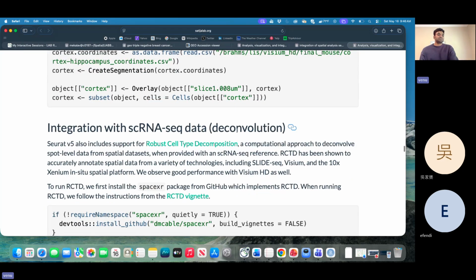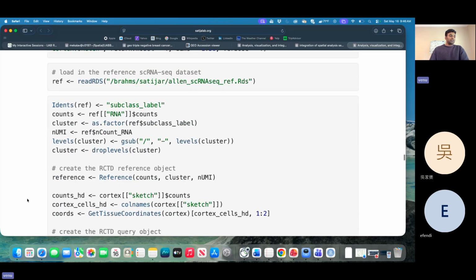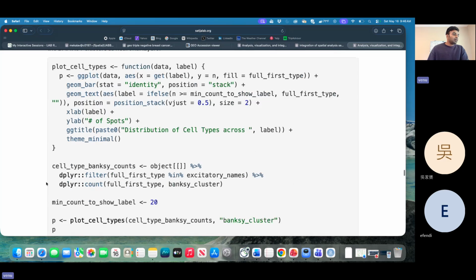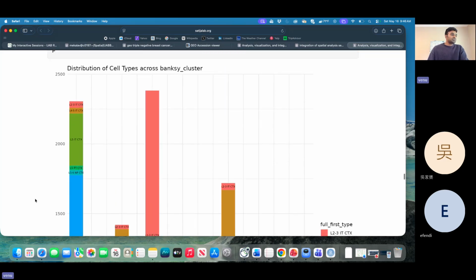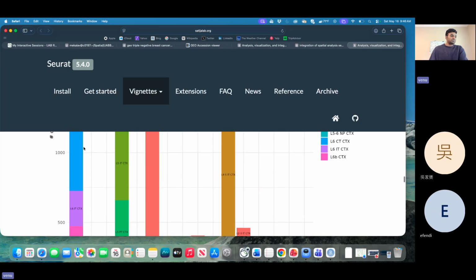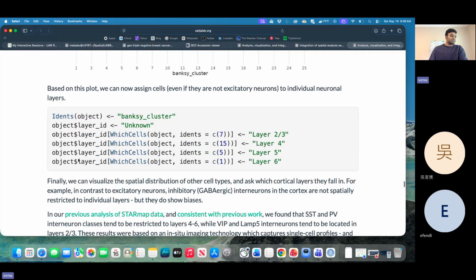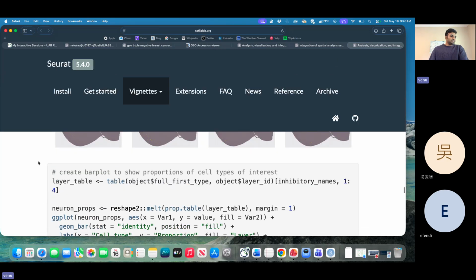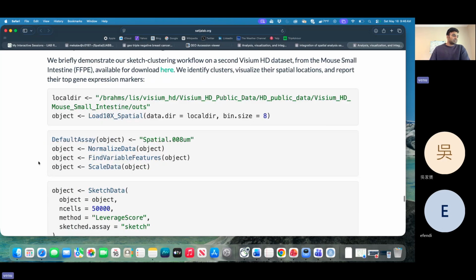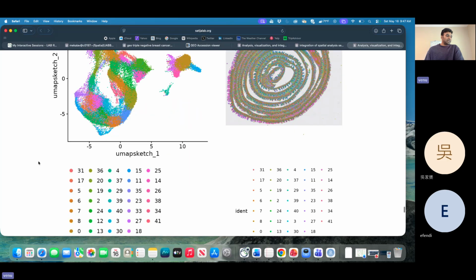Integration with single cell is one of the deconvolution methods that I am going to introduce maybe next time. There we can use different methods based on marker gene sets. This is the proportion, the distribution of cell types across the cluster. So within the cluster, what kind of cell types? In single cell you will have only a single cell type, but here you have different groups of cells. I'll explain this in the next part.